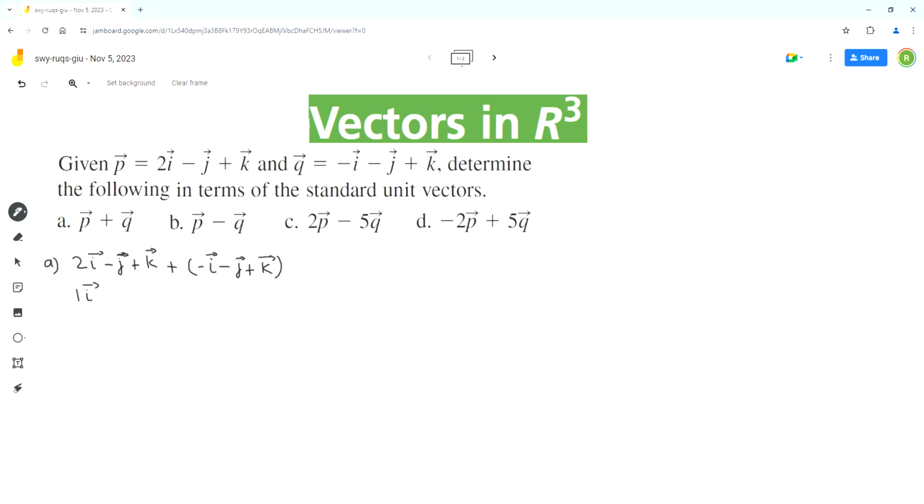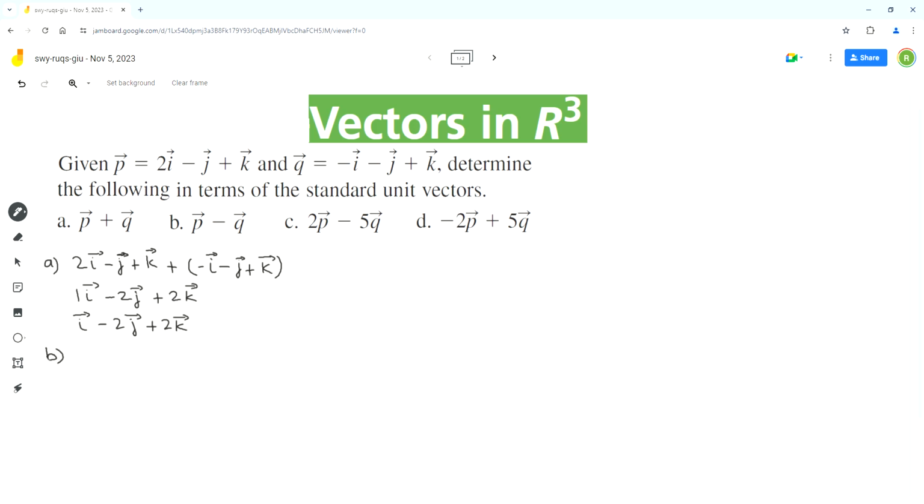Now we can do the same for j. So negative j plus negative j. So we have to combine negative 1 and negative 1. So it is equal to negative 2. Now we can combine the k terms. So k plus k is equal to 2k. Now we should not write 1 as a coefficient. So in the next step, we can rewrite this vector as just i minus 2j and plus 2k. So this should be the final answer for part A.